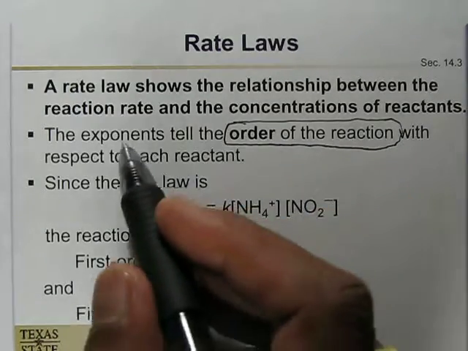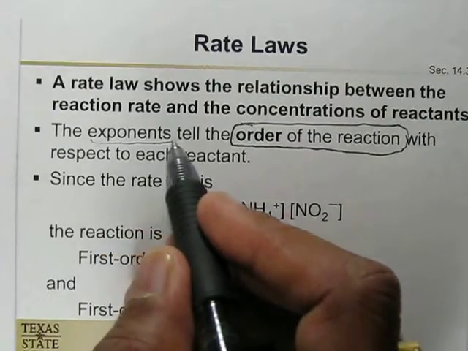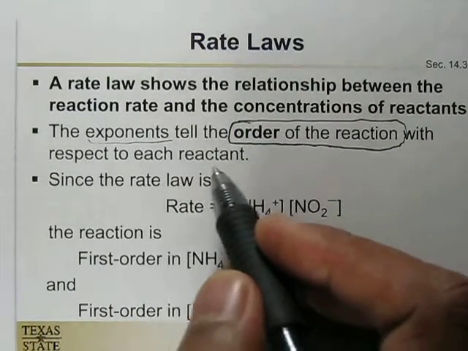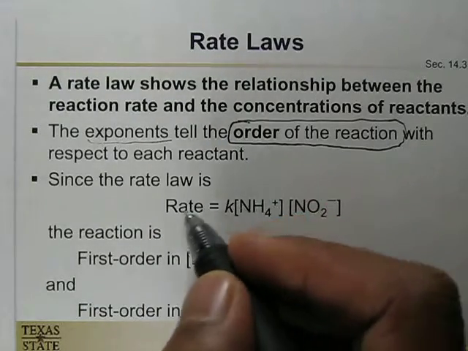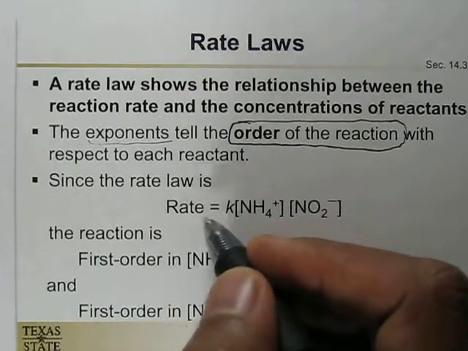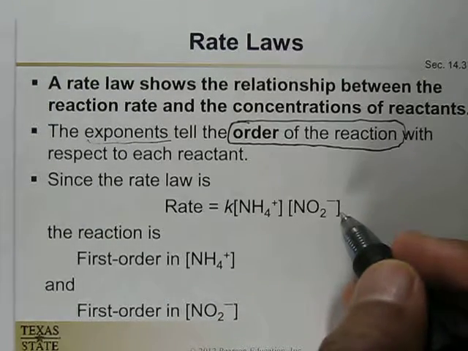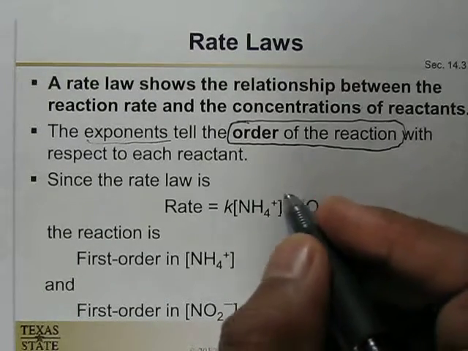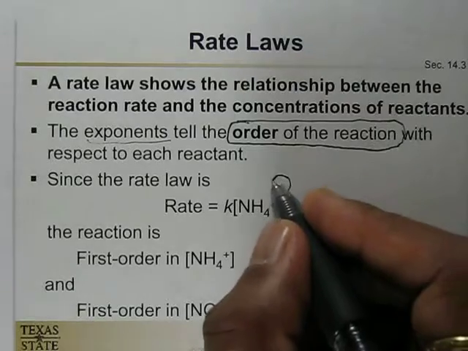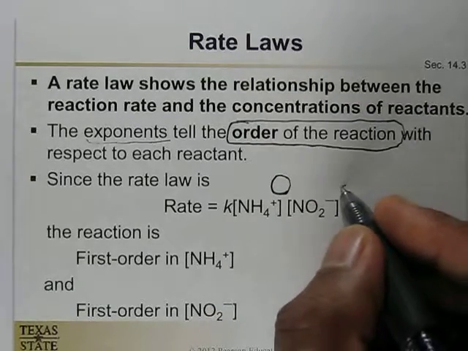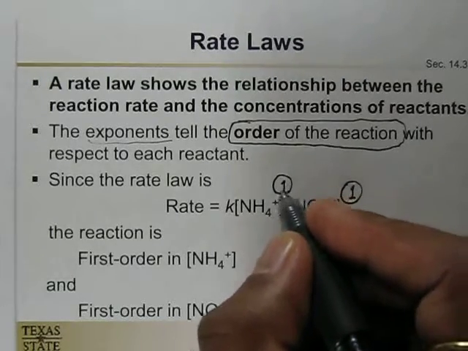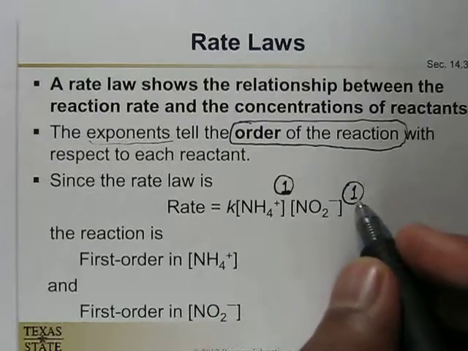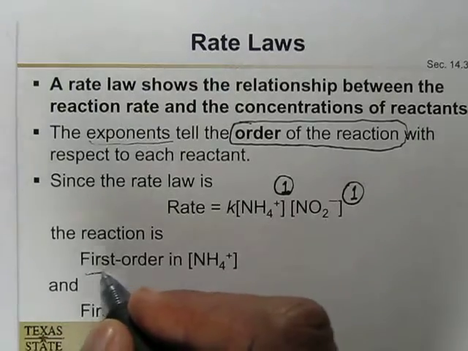Order of the reaction is equal to the exponent with respect to each reactant. Since the rate law for the previous reaction is rate equal to k times ammonium ion concentration and nitrate ion concentration, the exponent they are talking about here is the power. In both cases the power is 1, ammonium ion power 1, nitrate ion power 1, that is why it's a first order reaction.